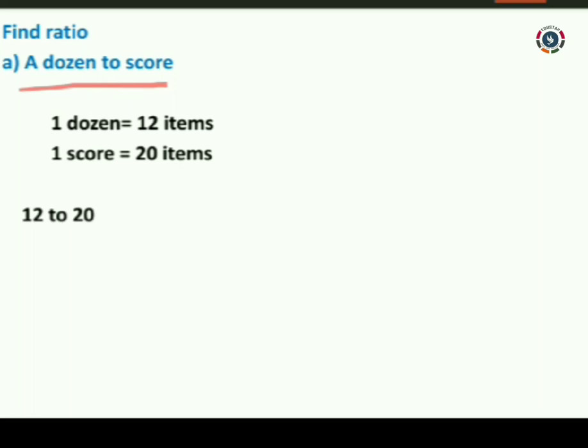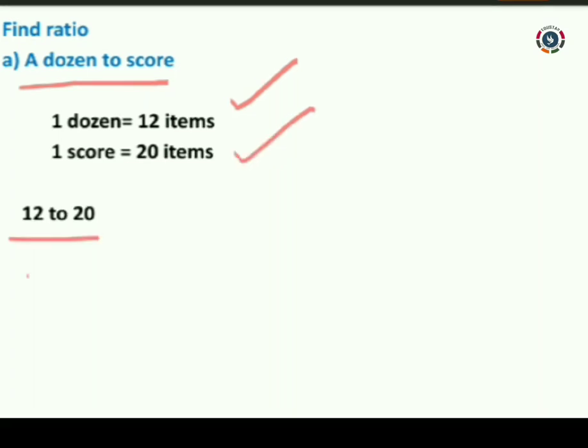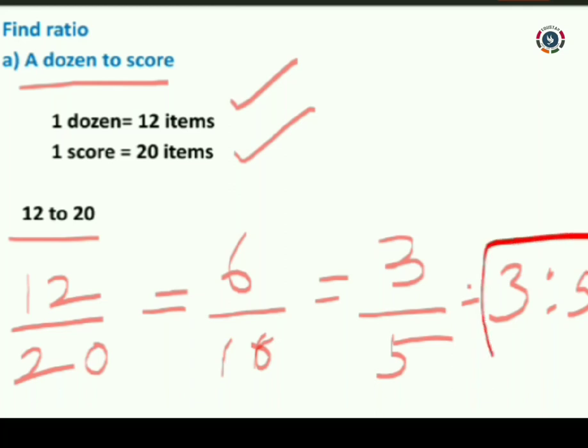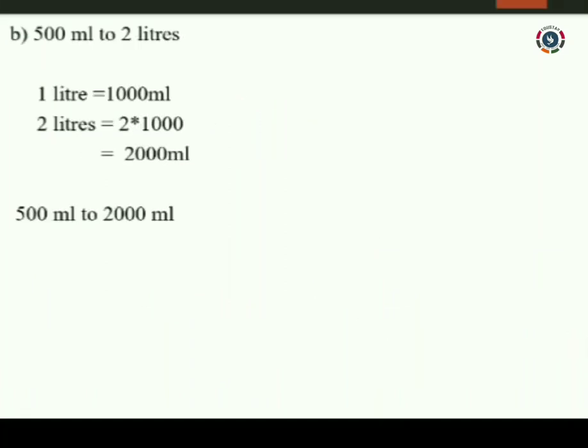Now, we are going to find the ratio for a dozen to a score. Already you know 1 dozen means 12 items, right? Like that, 1 score means 20 items. First step, you have to write it as a fraction. So 12 by 20. Both 12 and 20 are divisible by 2. So you will get 6 by 10. Next, again 6 and 10 are both divisible by 2. You will get the answer as 3 by 5. So, a dozen to a score, the ratio is 3:5.